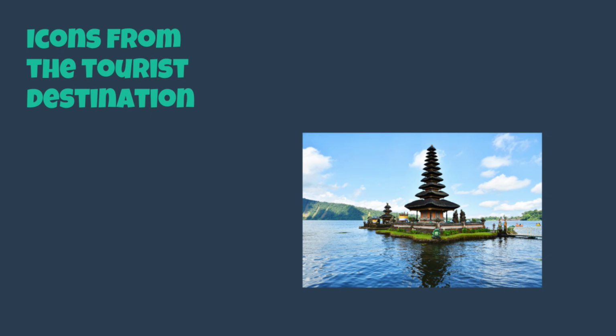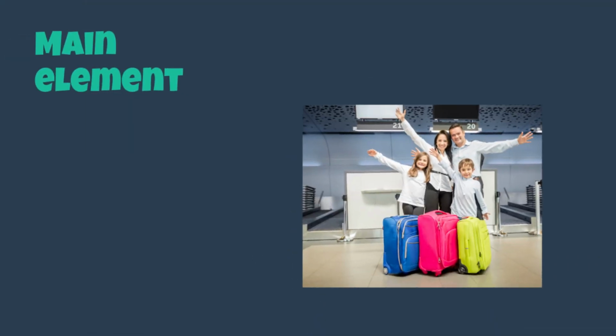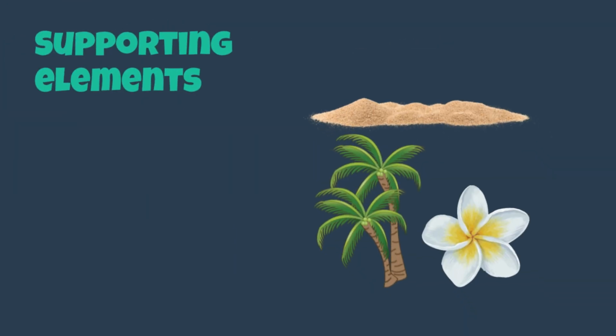Okay, to keep it simple, I will prepare the following. First, an icon from the tourist destination. For Bali, I will take the Uluwatu temple. And the main element is a family in a cheerful pose. I will choose a family carrying colorful suitcases. And then for the supporting elements, we can include beach sand, a coconut tree, and frangipani flowers.